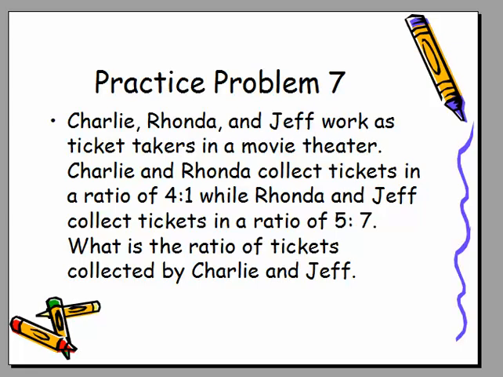Practice problem 7. Charlie, Rhonda, and Jeff work as ticket takers in a movie theater. Charlie and Rhonda collect tickets in a ratio of 4-1, while Rhonda and Jeff collect tickets in a ratio of 5-7. What is the ratio of tickets collected by Charlie and Jeff?